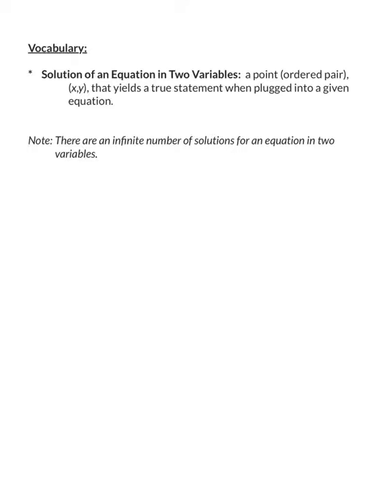Note that in the previous module, we found that we had three possibilities. You could have one solution, infinitely many solutions, or no solution. When we talk about equations in two variables, there is always going to be an infinite number of solutions for an individual equation in two variables.